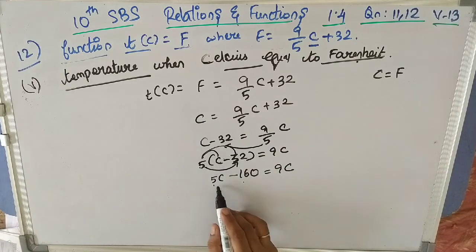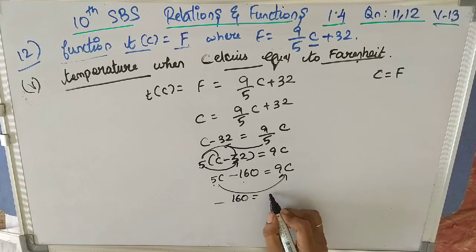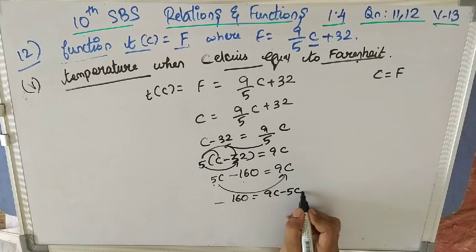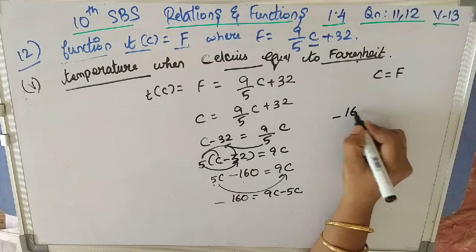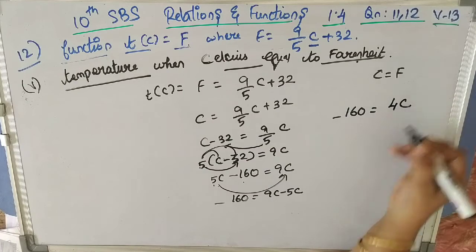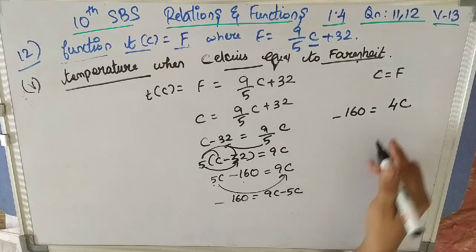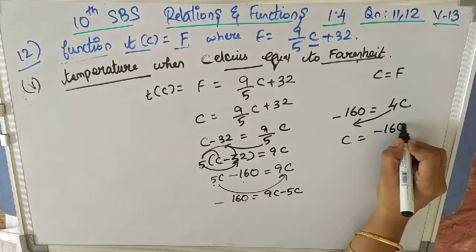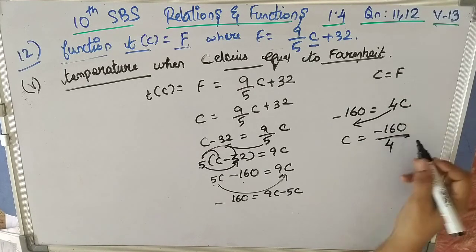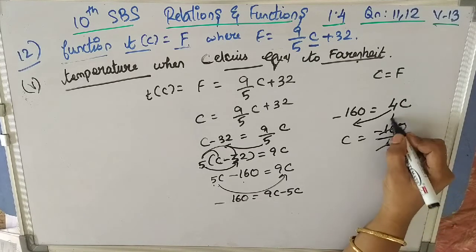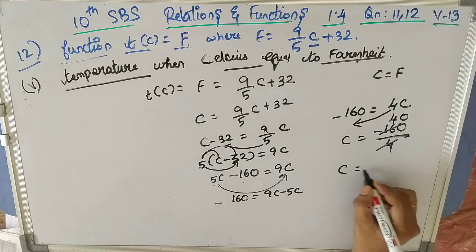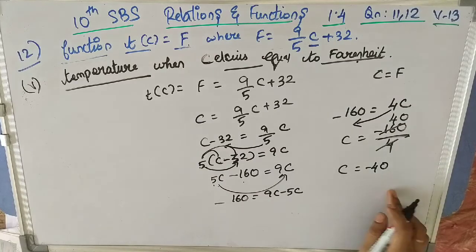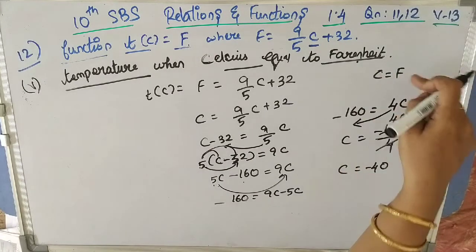Now I am taking the 5C to the other side, so it becomes a negative number. So minus 160 is equal to 9C minus 5C. So what do you get? Minus 160 is equal to 4C, isn't it? So what is C? C is nothing but minus 160 divided by 4, because when 4 crosses to the other side it goes to the denominator. So C is equal to minus 160 by 4. On dividing by 4 we get C is equal to minus 40.